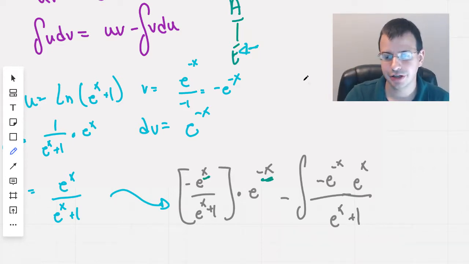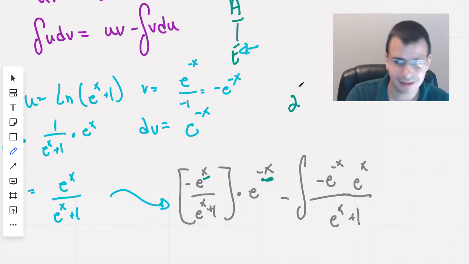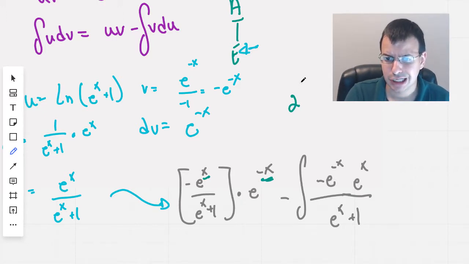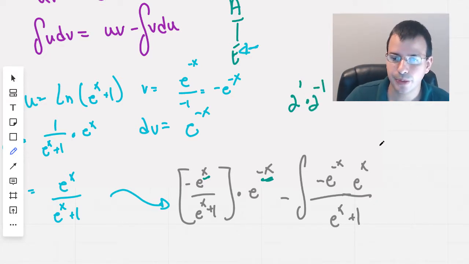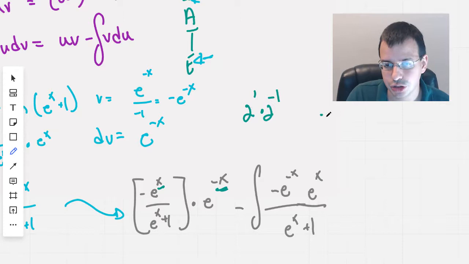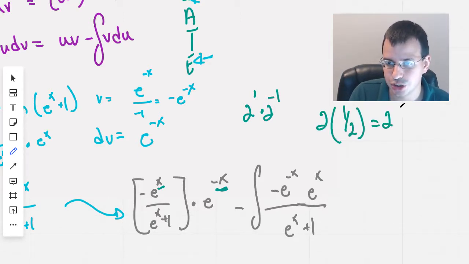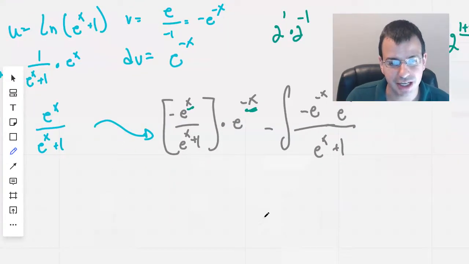So if you thought of 2 to the first times 2 to the negative first, that would be the same as 2 times 1/2, and that would be the same as 2 to the 0, which is 2 to the 1 plus negative 1. So we're going to do the same thing here, x minus x, or x plus negative x.